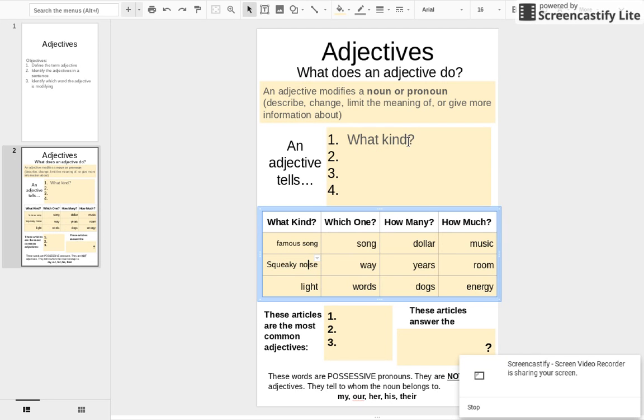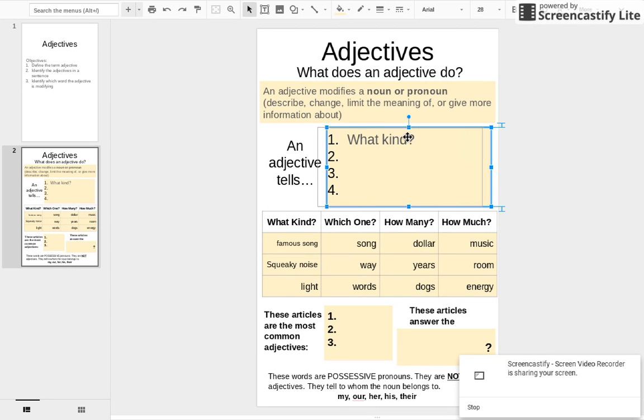I could also say that it was a loud one. Oops. It was a loud noise. I could tell you that it was a quiet, soft noise. Or it was a really obnoxious, annoying noise that I heard. It kept me up. So annoying. So those are words that all describe what kind of noise it is. So noise is the noun that's being modified or described, and squeaky is the adjective describing it.